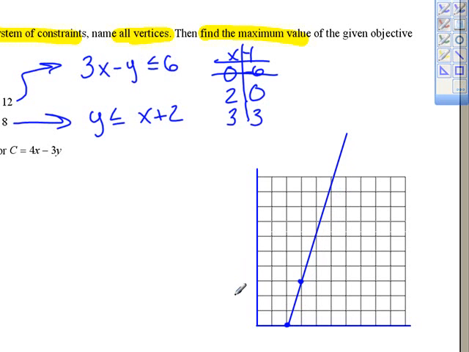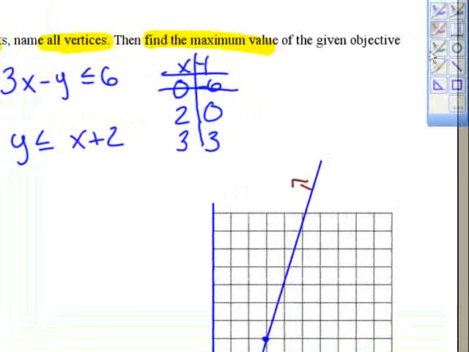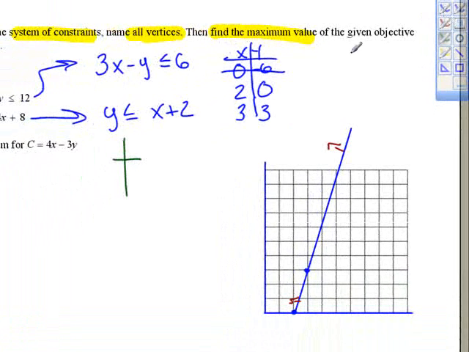Okay, let's check for shading here. If I plug in 0, 0, 0 is less than 6 is true, so I'm going to shade the 0, 0 or the true side here. And let's do the other equation. Let's just graph the other equation using the intercept. So it says the intercept is at 0, 2, and it has a slope of 1, so rise 1, run 1, rise 1, run 1. Let's go ahead and draw that line. Here we go. If we check for shading, put in 0, 0, 0 is less than 2 is true, so we're going to shade the true side, the 0, 0 side. That means the overlap is in this region, this side here.